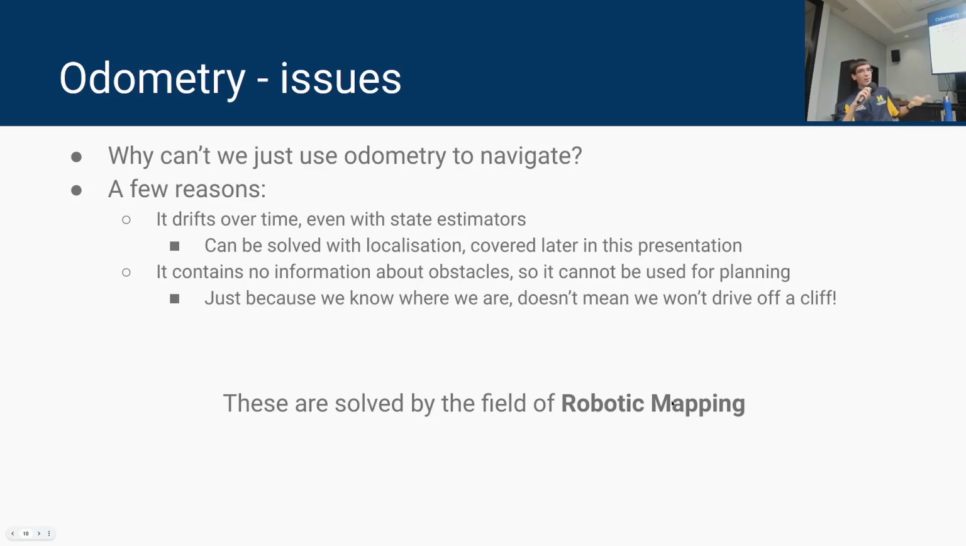Secondly, as we saw, there's no actual information on obstacles. This is a way to roughly find where you are with error. However, there's no way to perceive anything about your surroundings at all. That's just not a part of this. So of course, just because we know roughly where we are, it doesn't mean we can avoid driving off a cliff. Fundamentally, we need more than just odometry.